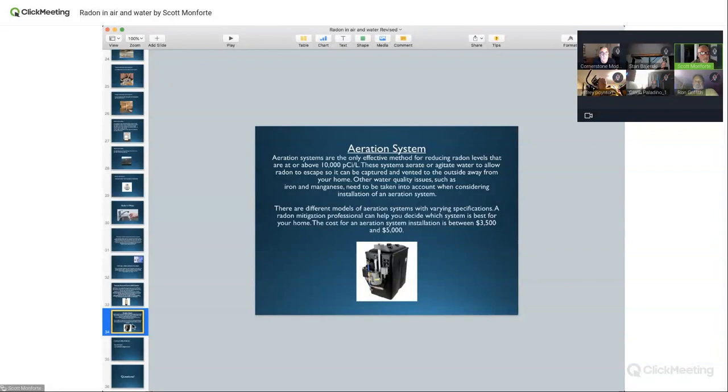Aeration system. Basically, an aeration system is a glass of water with a straw and you blow into it. As the water gets agitated, it releases the radon. It goes into a pipe and it goes outside into the atmosphere. And then there's a submersible pump, like the well, that actually pumps the water through the house.